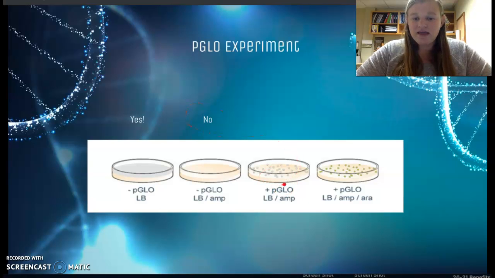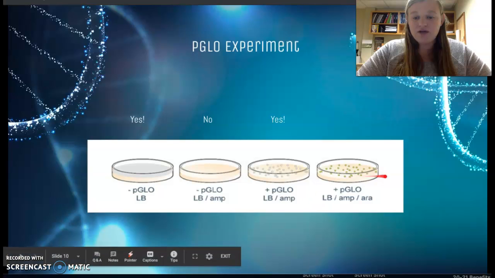If we take bacteria that have been transformed with the pGlow plasmid and we plate it in normal Luria broth, which is what bacteria like to grow on, and ampicillin, then we should get growth in the presence of ampicillin because they should have that ampicillin resistance gene, that beta-lactamase. And so yes, we should see growth. But they won't glow. And they won't glow because there's no arabinose.